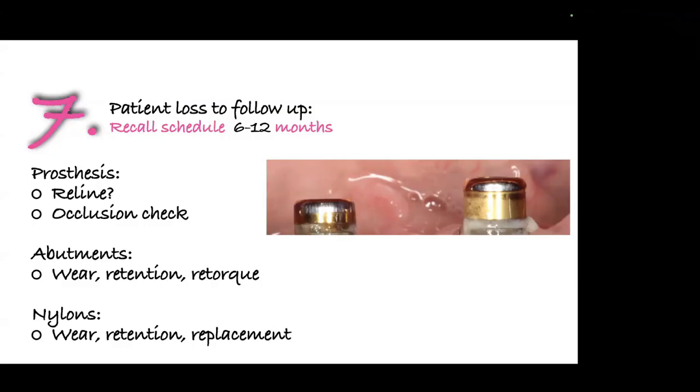But if you use a light body, it'll work so well. It's important to check the occlusion. What if they're grinding their teeth during the day? Now they're going to wear the denture teeth, right? So you want to check the abutments. You want to check those for wear. You want to check those for retention, and also check stability. If it's loose, retorque it.